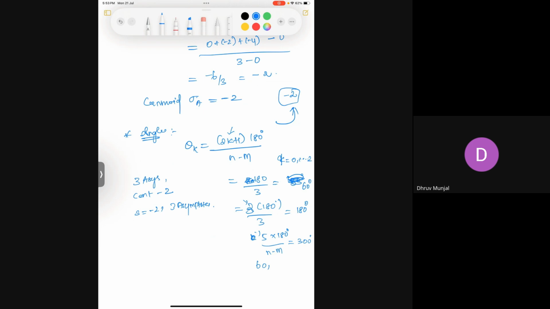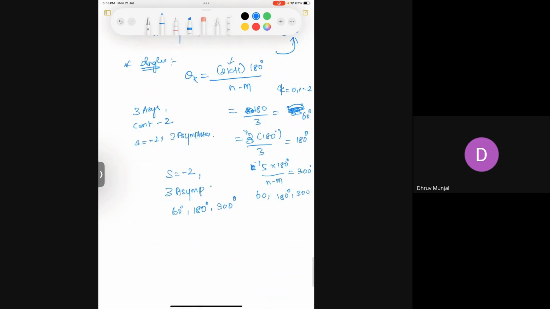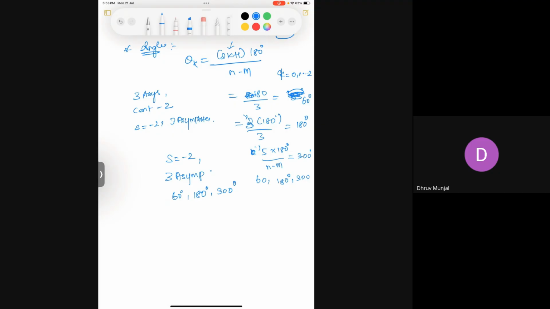Since we have 3 asymptotes, I am stopping with k equal to 2. If you have 4, I will calculate k equal to 3 also. Now we have 3 angles. So from s equal to minus 2, 3 asymptotes will emerge at the degrees of 60, 180 and 300, right? So far we have determined on the real axis the positions of the root locus, and we have found from what location and at what degrees the asymptotes or branches of this root locus will emerge. Right, now we have these many informations.